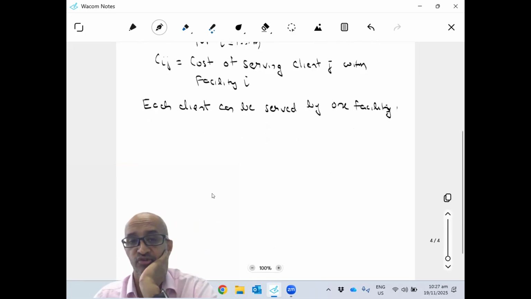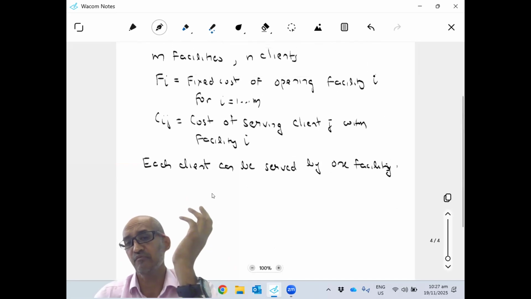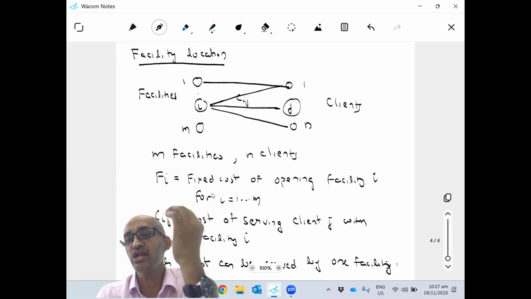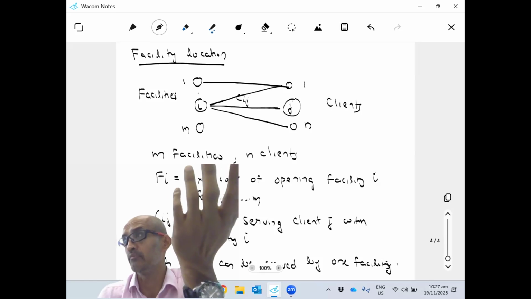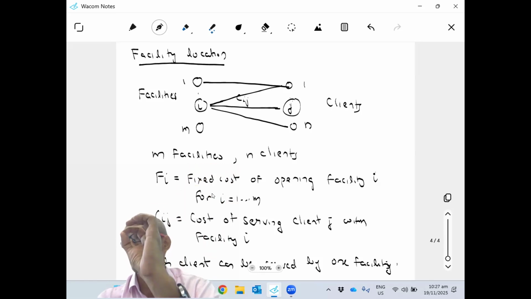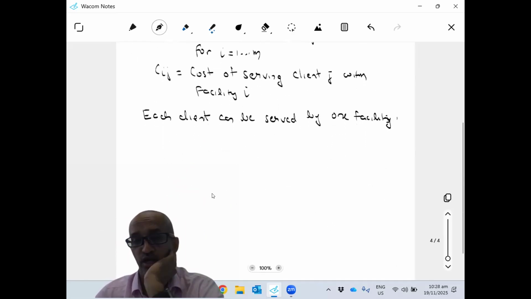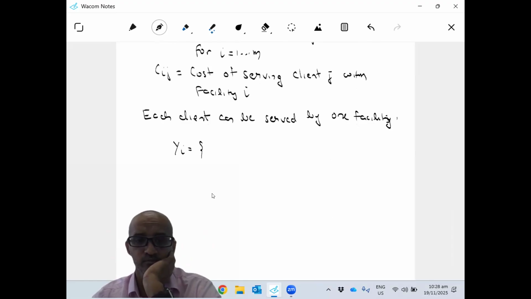You need to first define variables. There are going to be two types of variables. You have to decide which facilities you have to open. That's a choice. You have to decide to open a facility or no, build a factory or no. So that's going to be a binary variable, y_i: 1 if facility i is opened.